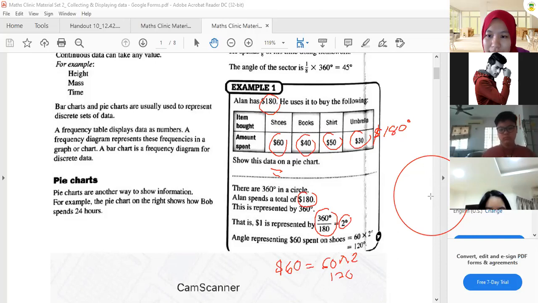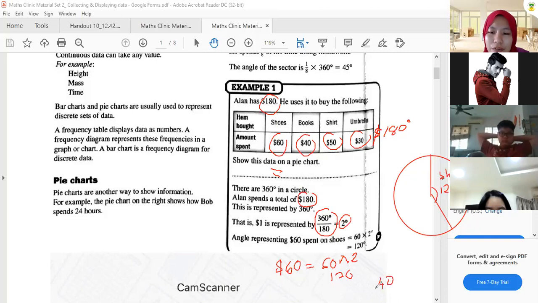So you place your ruler like this. This is your center. You place your ruler here and then you place your protractor like this. Find 120 degrees. Where's 120 degrees? I think somewhere here. This is your line. This is 120 degrees. So this is how you do 120 degrees, for shoes.